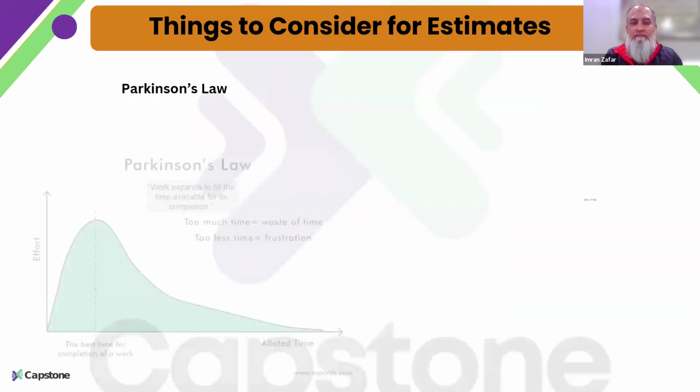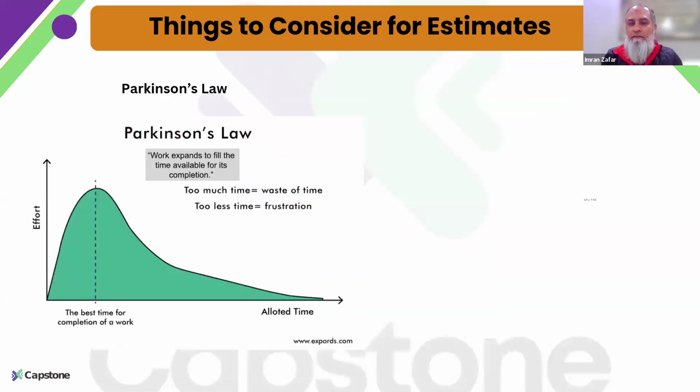The second one is Parkinson's law. Parkinson's law, again, is about estimations, especially when we talk about a schedule. What Parkinson's law states is that work will expand to fill the time that you are given for its completion. So what does this mean? If you give someone too much time to finish a task, they will take all of the time. And this is what we do as well.